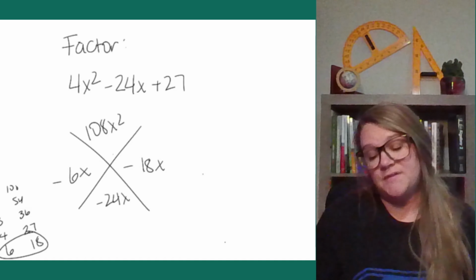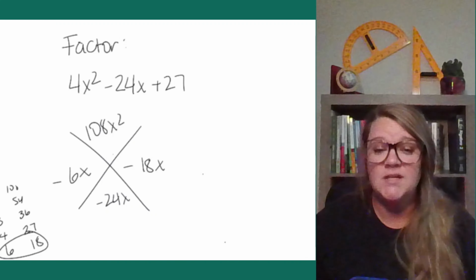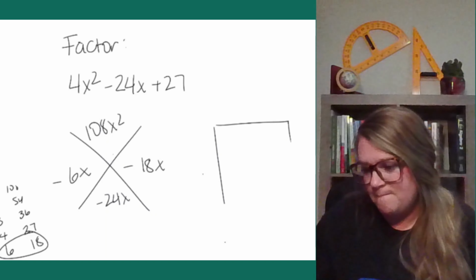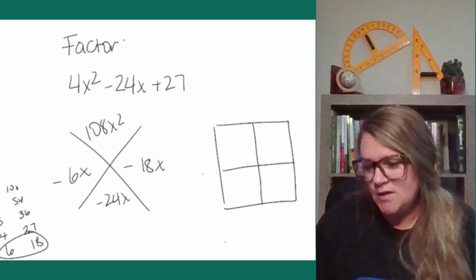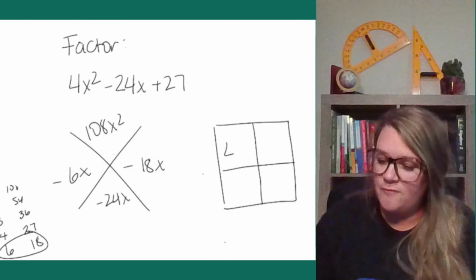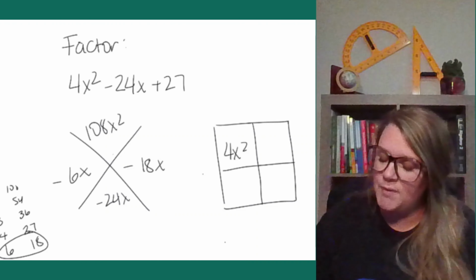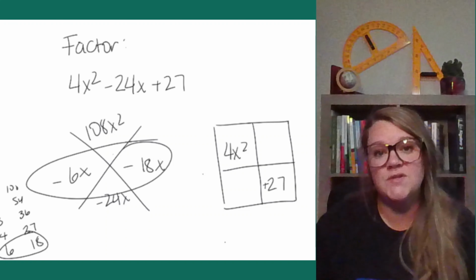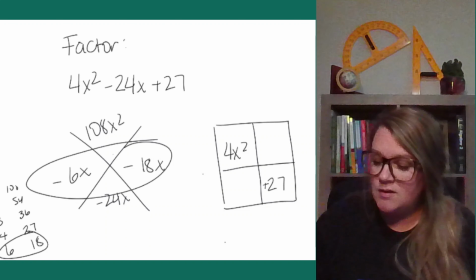And I got to keep my x's in there. Okay, I have x'd from my x box. I'm done with the x step. Let's do the box step. Top left-hand corner, we get from our first term 4x squared. Bottom right corner, we're going to just get a positive 27. And these 2 numbers that I just filled in, we can put in our box.